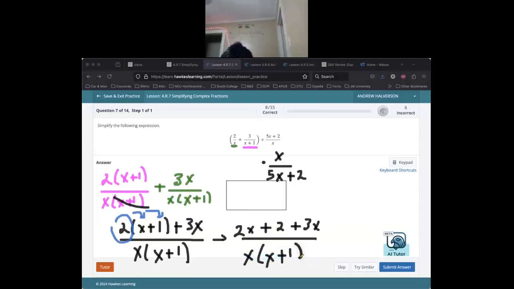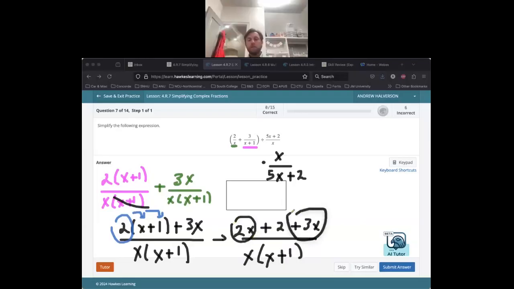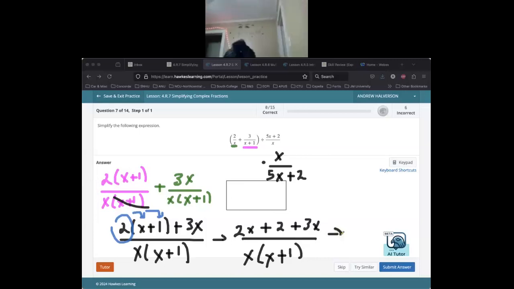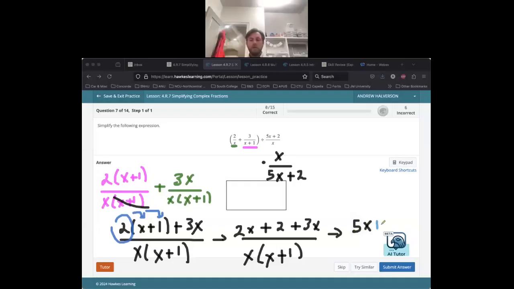And so what does that give us? 2x plus 3x gives us 5x. 5x, but 5x plus 2 in the top over, now this one though we are going to leave separate. X over x plus 1, because they're multiplying. That's what goes right here.